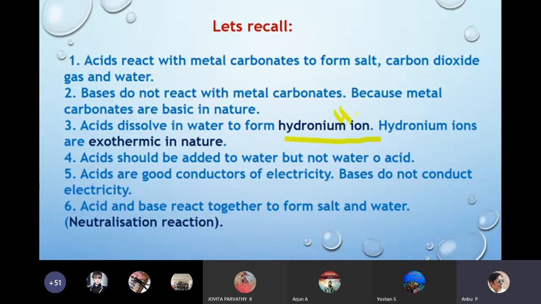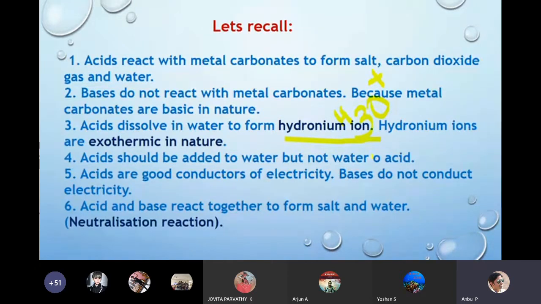So when acids are added to the water, they release heat energy, and because of that heat energy, it may splash out of the container. So we must always add acid to the water, but not water to the acid. That is how acids behave when added to water. Acid should be added to the water, but not water to acid.